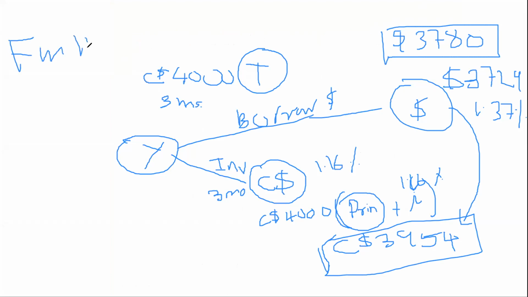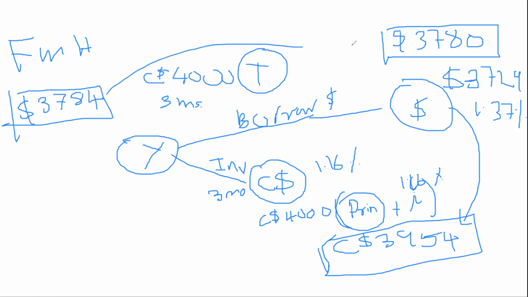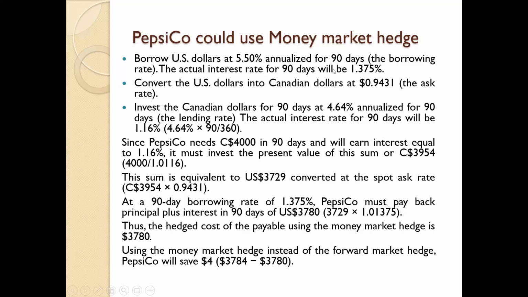So under the forward market hedging, what is the total cost we calculated? In order to buy Canadian dollar 4,000, that person has to pay 3,784, right? So the difference between the forward market hedging and money market hedging is, now you can see, you can save $4 per transaction if you go along with the money market hedging. Okay, so that is what we call a hedging transaction, right?